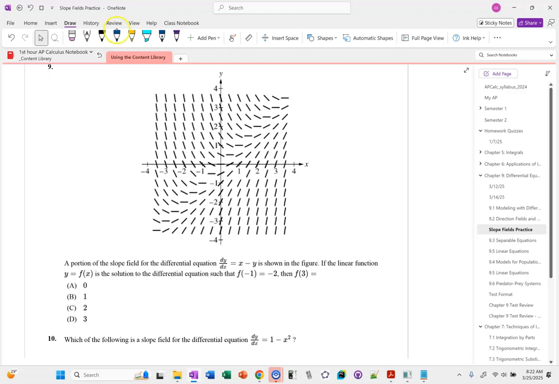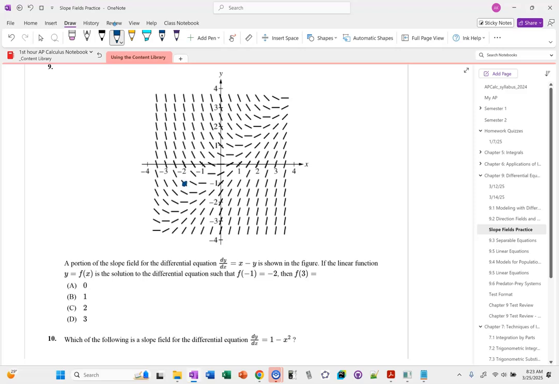So this is a new kind of problem. We haven't seen one like this before. It says a portion of the slope field for the differential equation x minus y is shown in the figure. If the linear function y equals f of x is a solution to the differential equation such that f of negative 1 is equal to negative 2, then f of 3 is equal to what?